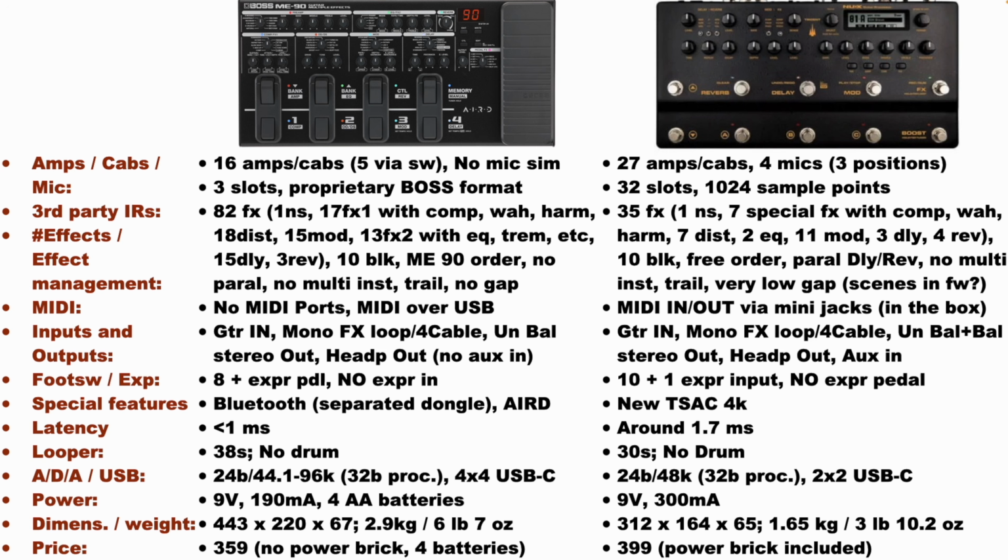The prices are very similar, at 359 for the ME90 and 399 for the Trident. Of course, when comparing the prices, you should take into consideration that the ME90 has the expression pedal built in, which should be added to the price of the Trident if you need one.